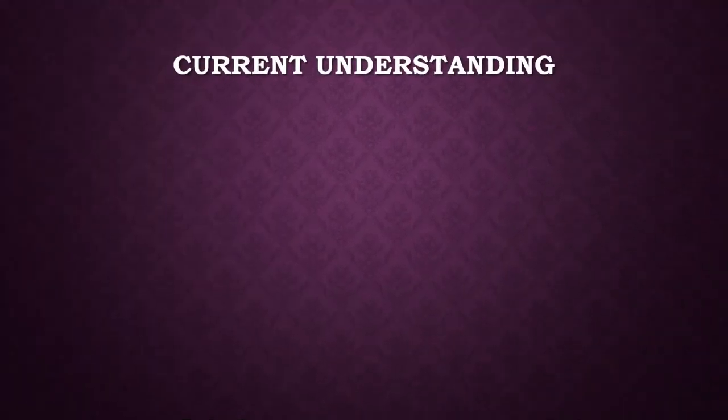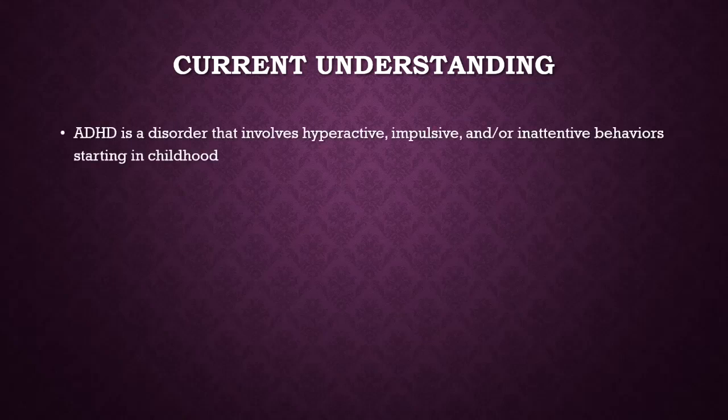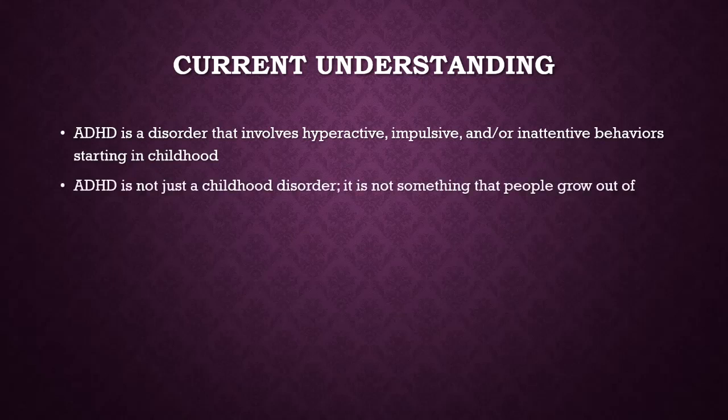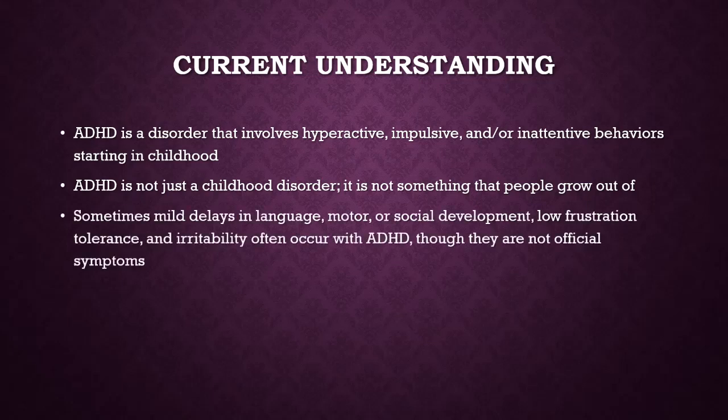Current understanding. ADHD is a disorder that involves hyperactive, impulsive, or inattentive behaviors starting in childhood. ADHD is not just a childhood disorder. It is not just something that people grow out of. Adults have ADHD too. Sometimes mild delays in language, motor, or social development, low frustration tolerance, and irritability often occur with ADHD, even though they are not official symptoms.